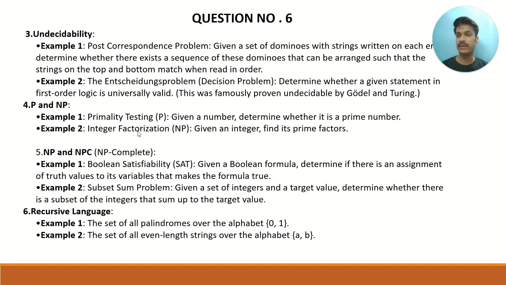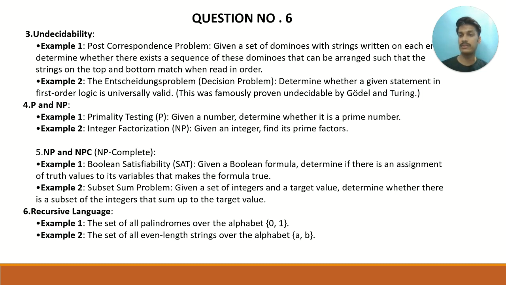Fourth is P and NP. Example 1, primality testing. Given a number, determine whether it is a prime number. Second is integer factorization, NP. Given an integer, find its prime factors.